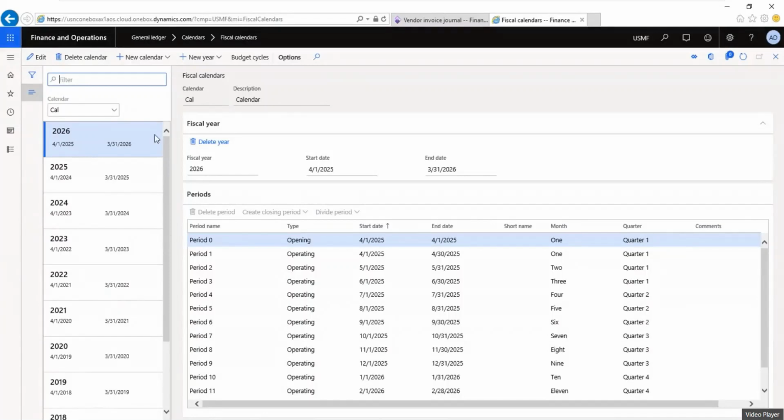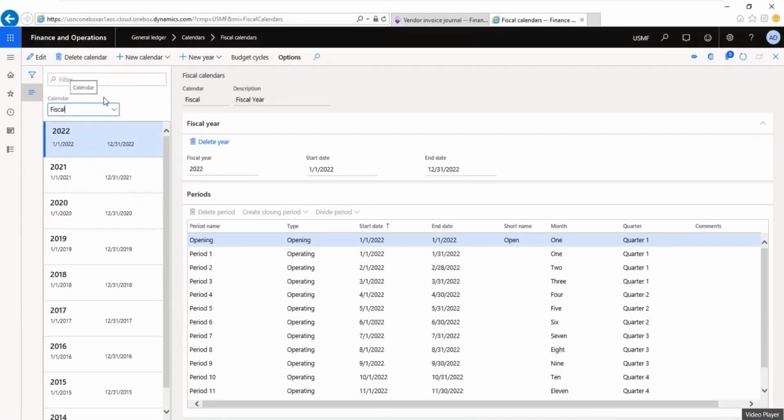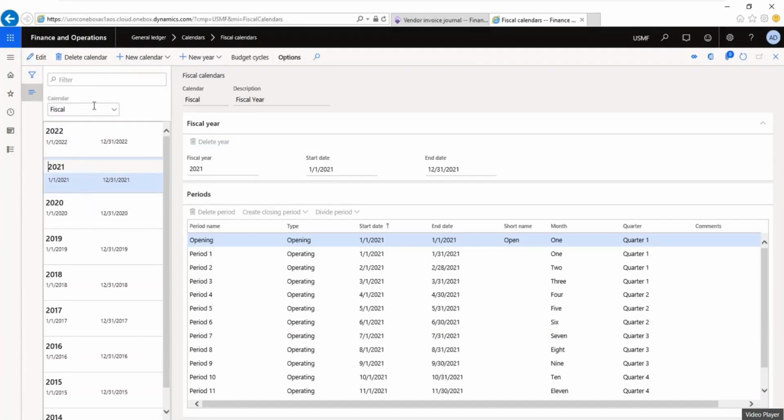Okay, here it is fiscal calendar, but it is CAL, not Fiscal. So you can select the drop down, select Fiscal. This is the fiscal calendar. In your system, maybe it is available only up to this one. Then in this fiscal calendar, you need to click on New year.